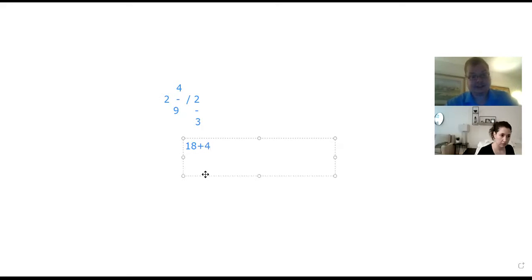So you have a new numerator of 22, and your denominator is 9. So you got 22/9 right there, times 3.